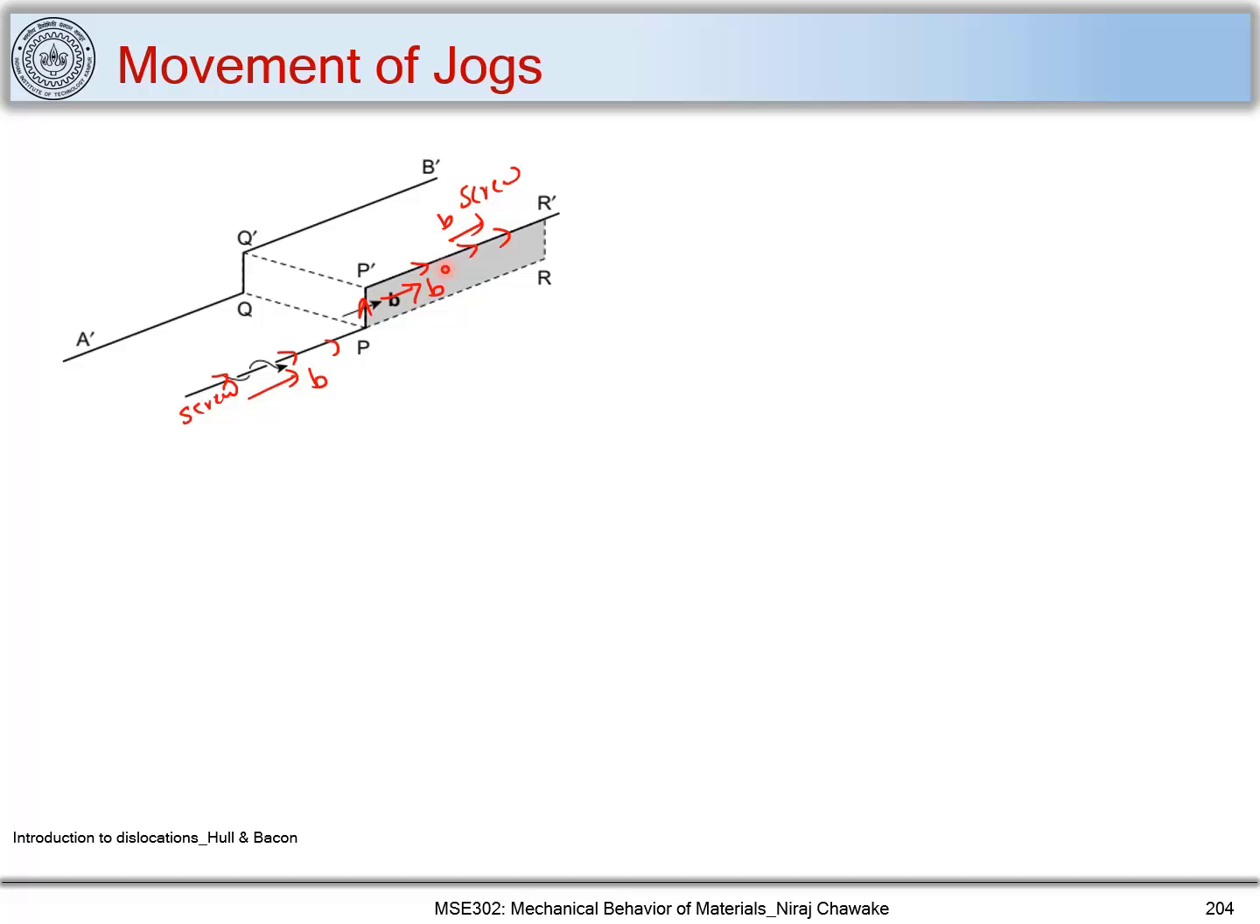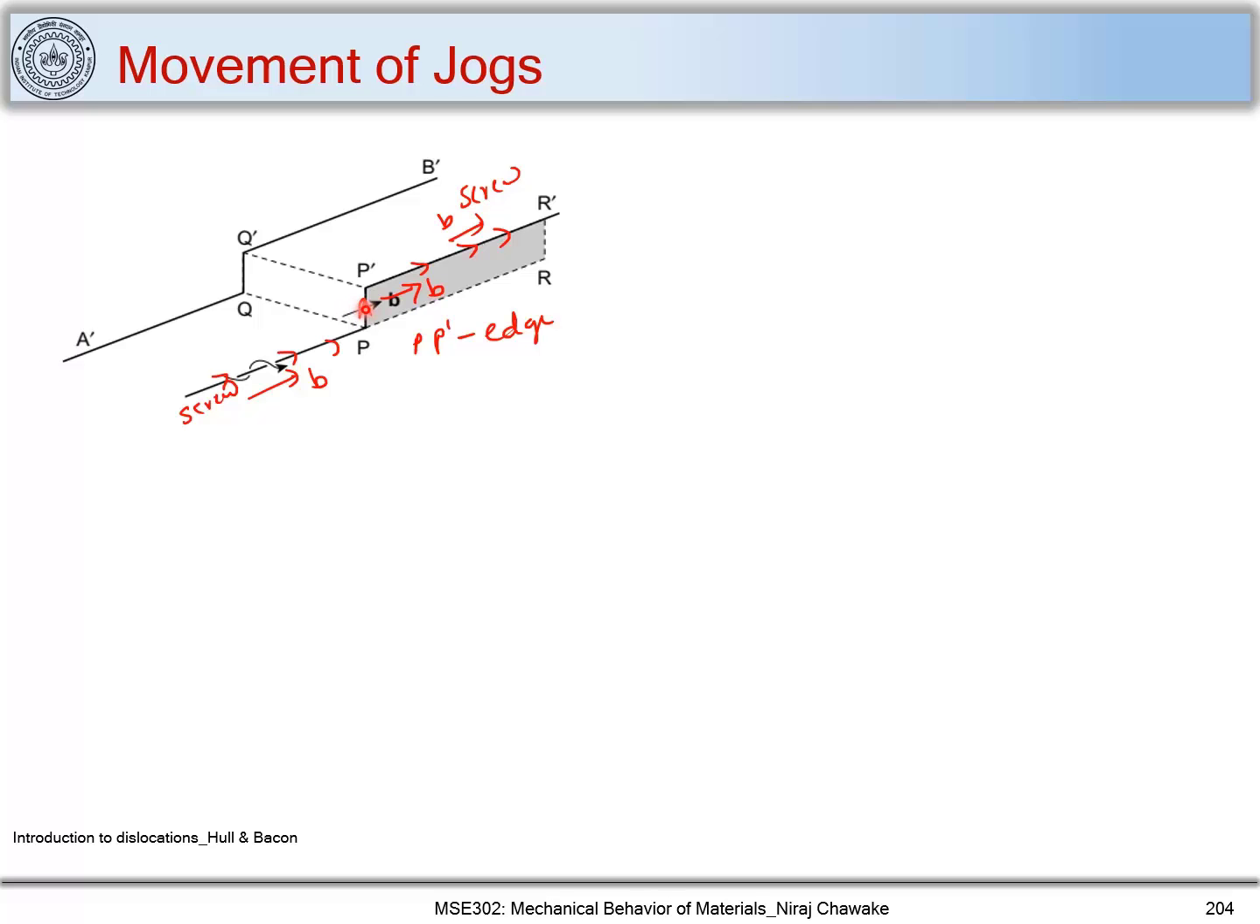So you have a Burgers vector along this direction, and the tangent vector is perpendicular. So PP dash has an edge nature. Let us write that down. PP dash has edge nature. Now when this screw dislocation wants to move or glide on some plane, as you know, this PP dash cannot glide on any plane because it has an edge nature.